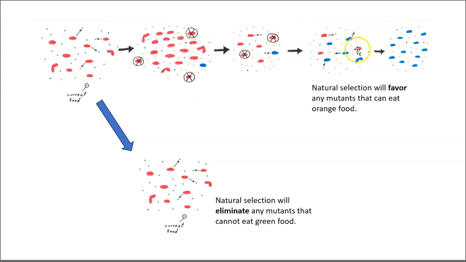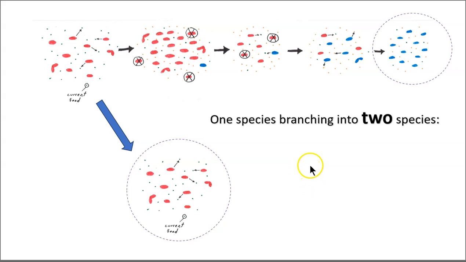Whereas up in the new environment with the orange food, natural selection will favor any mutants that can eat the new orange food. So selection can operate sort of in a conservative fashion, maintaining the useful traits in a population, but also generating new adaptations to meet new environmental characteristics. Now, biologists would say if these two populations were separated for long enough, at a certain point, we're going to call them two species.